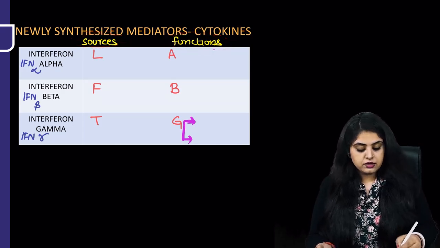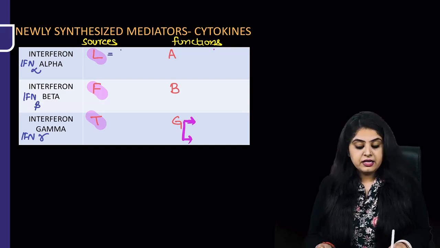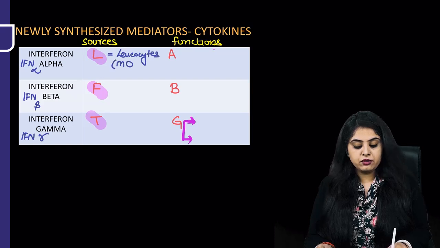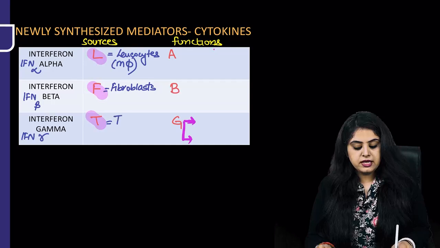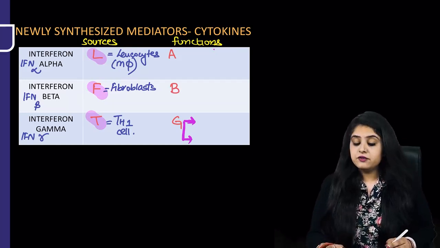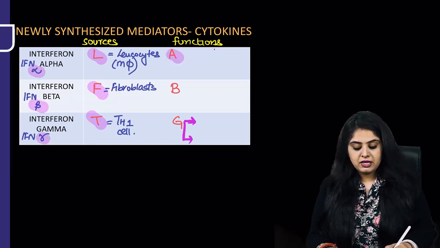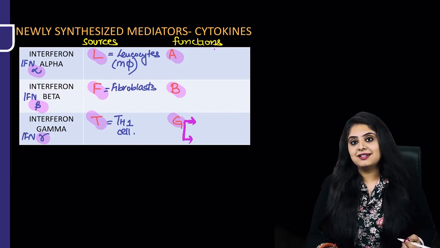So their sources are learnt with the mnemonic LFT, which basically means that interferon alpha comes from leukocytes. And which leukocytes? For example, very commonly macrophages. Interferon beta comes from fibroblasts, and interferon gamma is going to come from the T helper 1 cells. So LFT, leukocyte, fibroblast, T helper 1 cells, for their sources. What do they work as? So remember, for alpha, beta, gamma, their functions are going to be alpha, beta, and gamma. That is how you learn it.